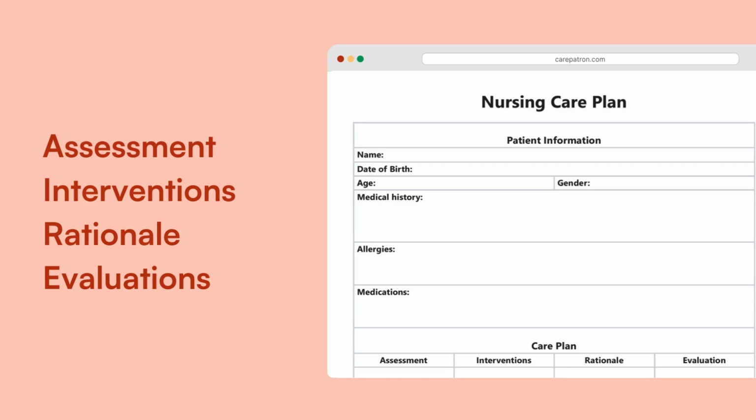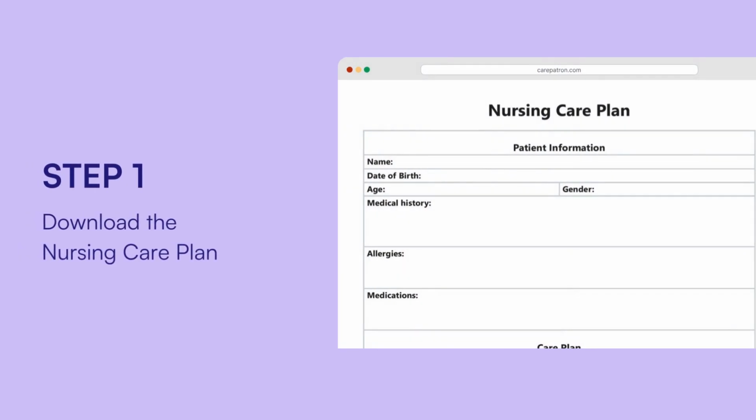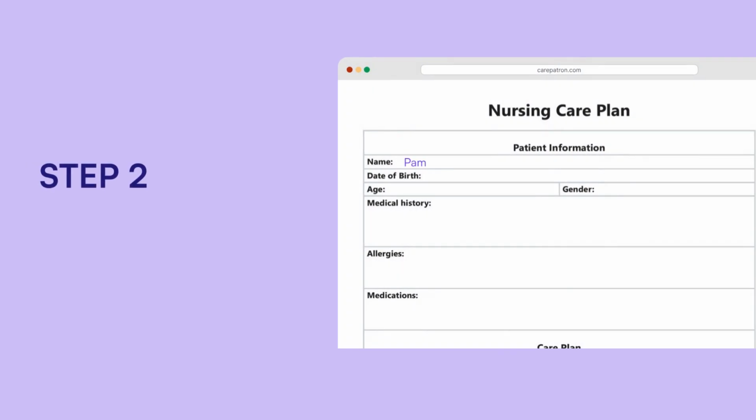We will walk through how to use our general nursing care plan, which can be applied to our other nursing care plans. Firstly, download the nursing care plan. Get a copy of the free worksheet using the link in the description, or explore our templates library in our Carepatron website or platform.